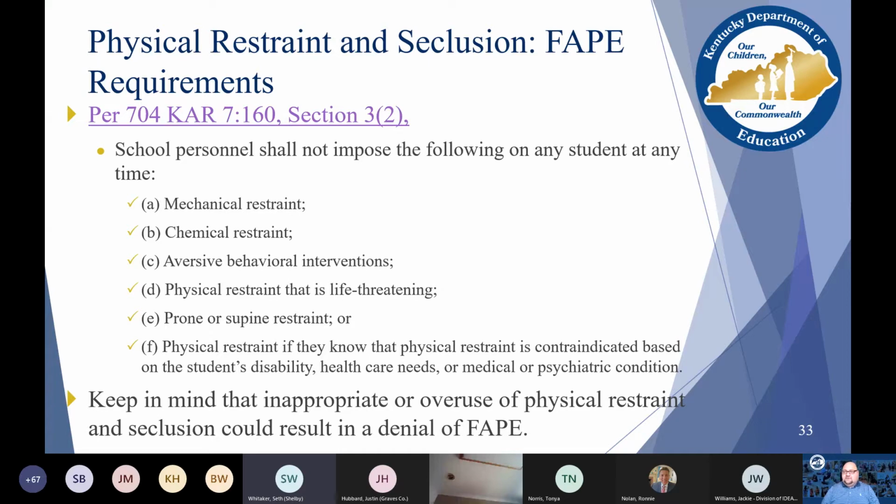During the school day, you cannot use... Outside of the school day is a discussion among you all. Inside the school day, this is what governs you. When you sign that memorandum of agreement with the local district, this is what you're responsible to do under the law. You cannot use any of these types of restraints with students during the course of a day.